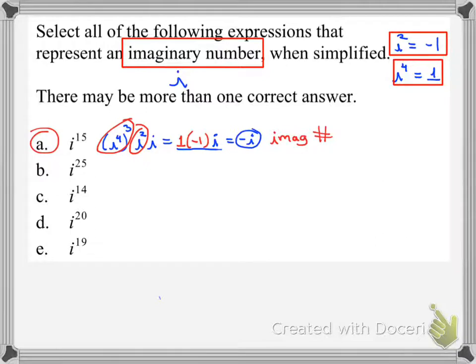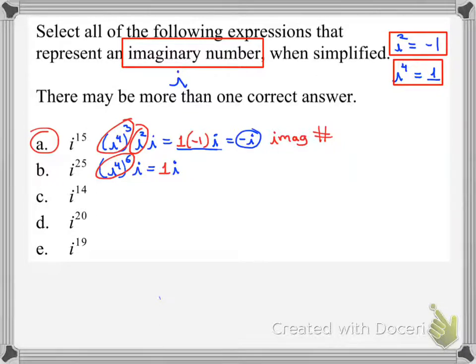For letter B, let's go through the same process. How many i to the fourths do I have? We have 6 i to the fourth, because 4 times 6 will give us 24. How many are left? 1. I know that every i to the fourth is going to be 1. So it gives me a 1. And I still have an i left, and that's just an i.